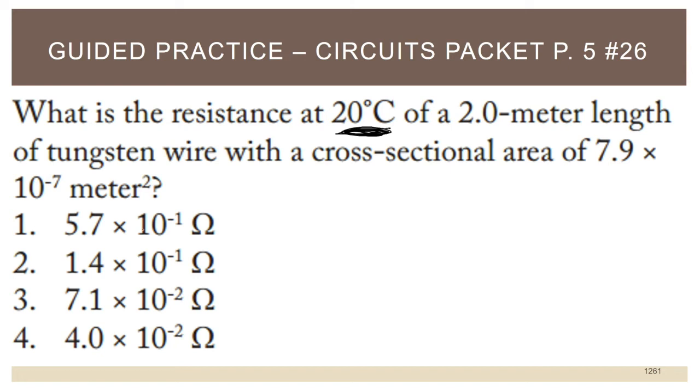resistivity. Now, notice here, they tell you this wire is made of tungsten. Tungsten is a particular kind of metal. I believe the atomic symbol in the periodic table of elements is W, and it is a metal that is usually used in light bulbs. If you see an incandescent light bulb with a filament in it, it most likely is made of tungsten. That's just a little fun fact for today.